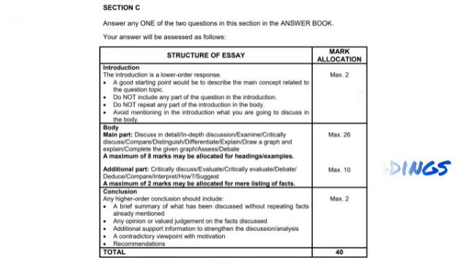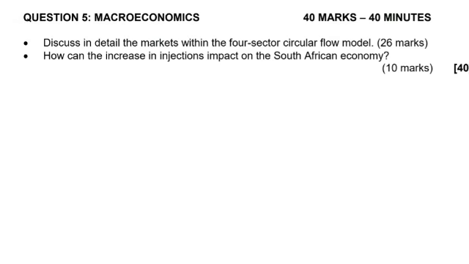So it can be a simple 2 lines. So let's look at our essay question. Our essay question is question 5. Again, circular flow falls under the macroeconomics. It says, discuss in detail the market within the 4-sector circular flow market. How can the increase in injection impact the South African economy? So our main part talks about the markets in the circular flow. You have to pay attention to that. They're not talking about participants, they're talking about their markets.